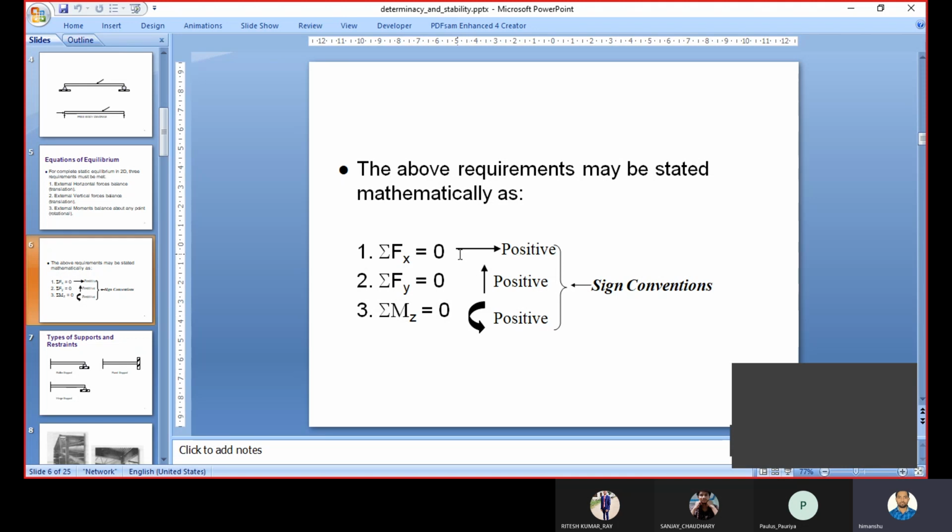And we consider a certain sign convention for that. Like if your horizontal force Fx is in the positive direction, meaning going rightward, then it is a positive force, and if it is going in the left direction, then it is a negative force. Similarly, if Fy is going in the upward direction, we take it as positive, and if it is going in the downward direction, we take it as negative.